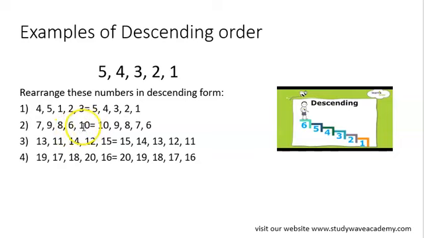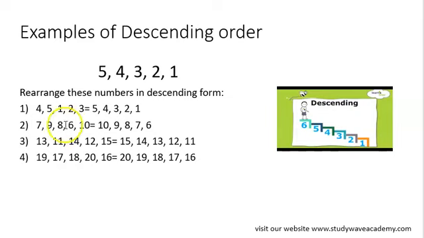We have 10. Before 10 is what number? 9. Before 9 is 8. Before 8 is 7. And before 7 is 6. So we are going to have 10, 9, 8, 7, 6. Correct? Very good. Are we enjoying our class? We are arranging our numbers from the biggest to the smallest. 10 is the biggest and 6 is the smallest. Let's move over to the next one.